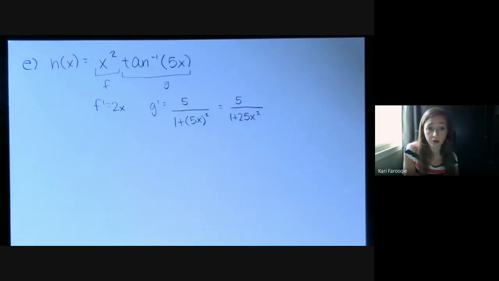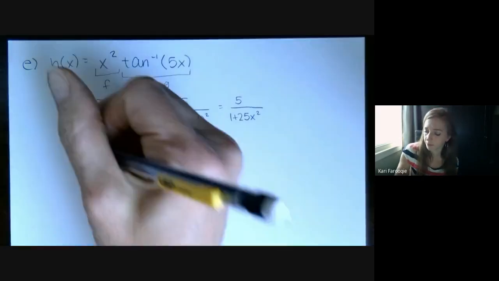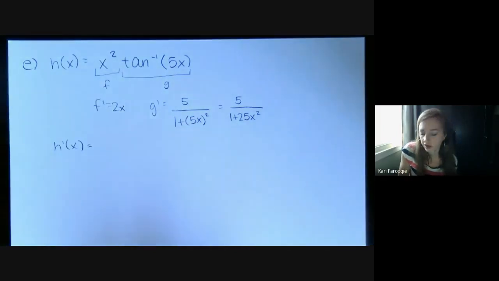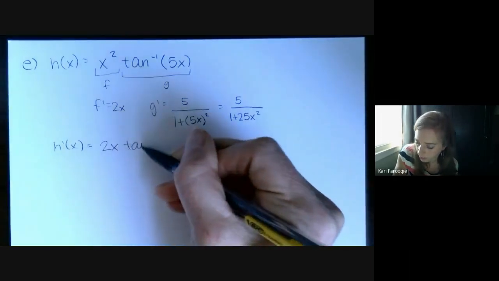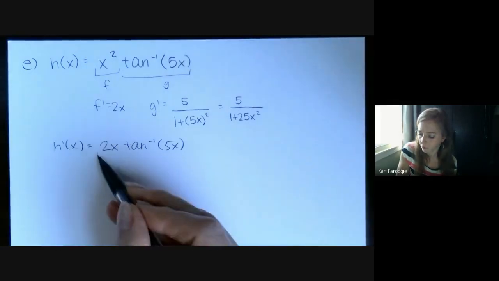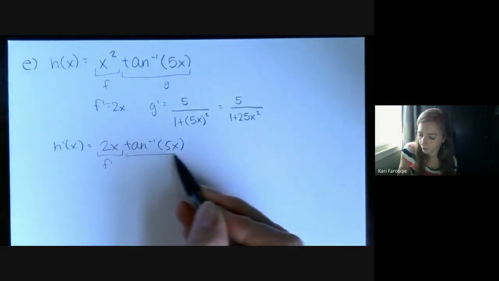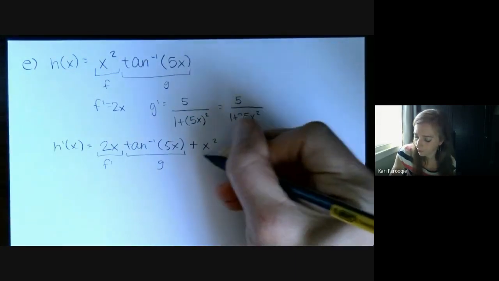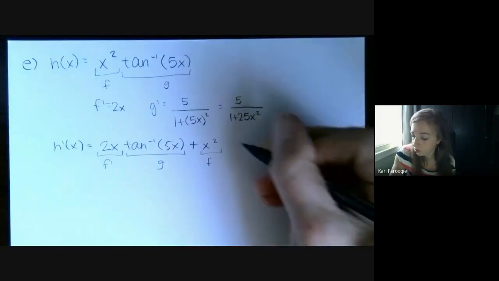All right, so let's go ahead and use the product rule then. Are there any questions on f and g and f prime and g prime before we do that? So we're going to take f prime times g plus f times g prime.